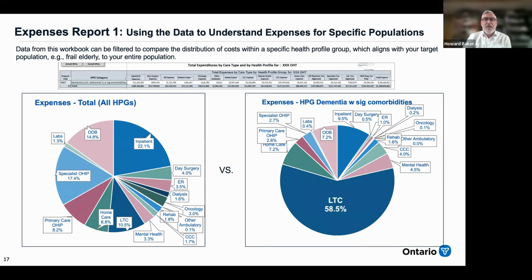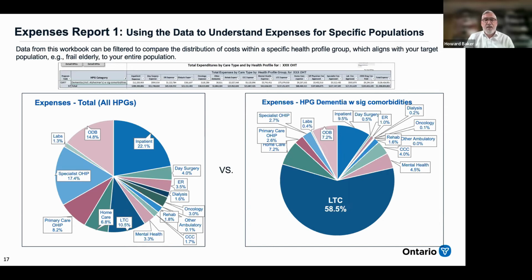As it happens, this HPG is the highest total expense HPG for this OHT, and the patients in this group represent approximately 1% of the population attributed to this OHT, and yet they account for approximately 10% of the total expenses.